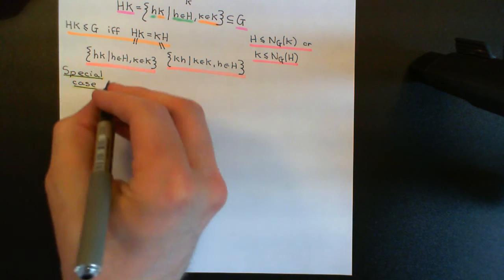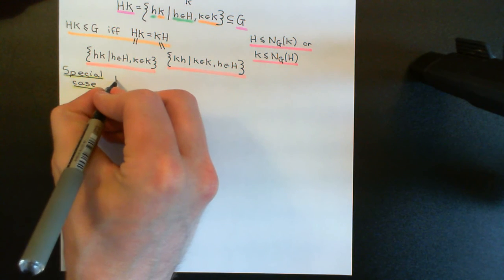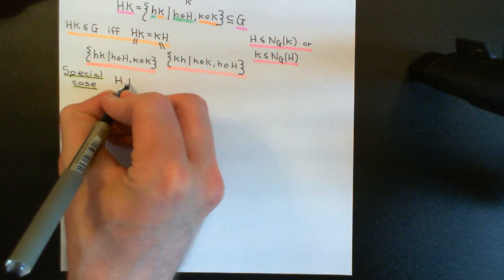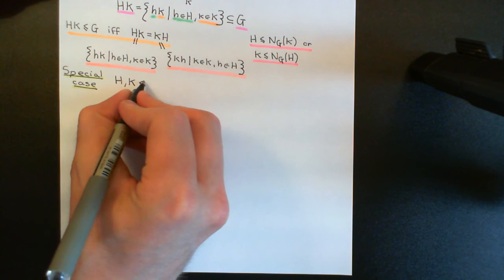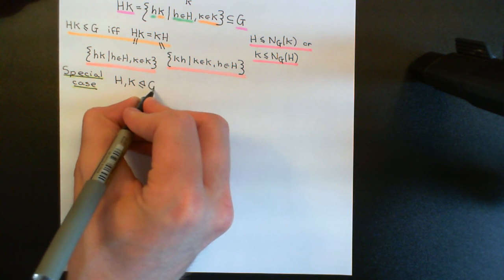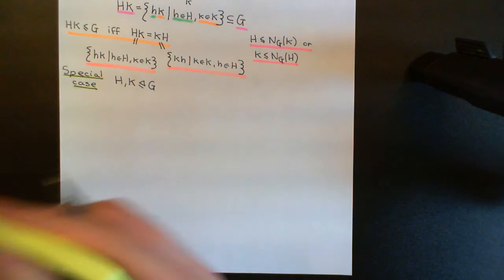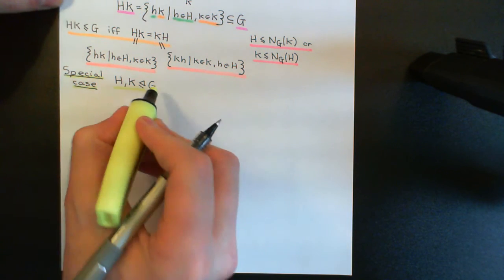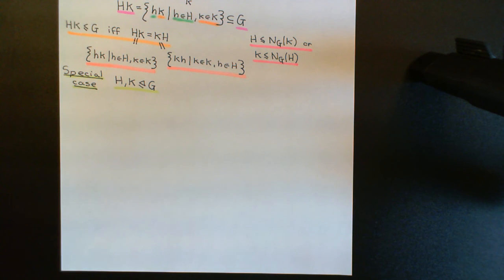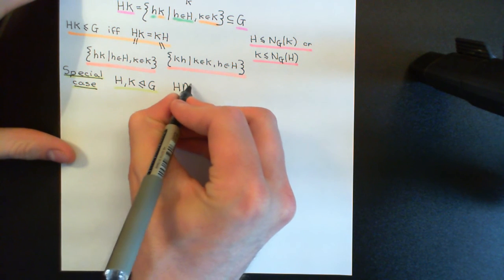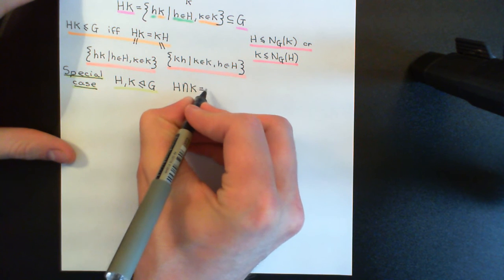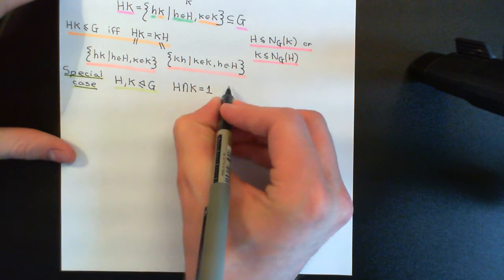The special case is that we have two subgroups of a certain group that are both normal subgroups. So let's say we have H and K, which are both normal subgroups of capital G. So we have two normal subgroups inside of capital G, and the intersection of these two is equal to the trivial subgroup. So if I intersect these two normal subgroups together, I get the trivial subgroup.